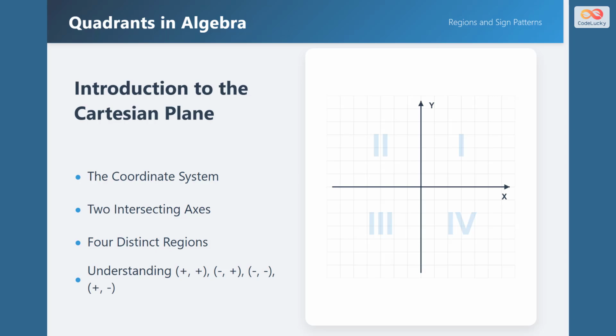Today, we are going to explore the Cartesian plane, a fundamental tool used in mathematics to map points and visualize relationships. The system is built on two intersecting lines that divide the space into four distinct regions. By the end of this video, you will understand exactly how these regions work and the sign patterns associated with each one.